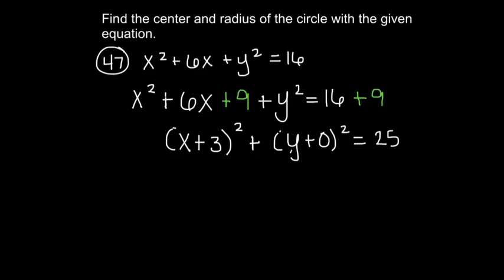That tells me that for the center, the x coordinate is the opposite of what's with the x. Since there's a plus 3 with the x, the opposite of that is minus 3. And then the y coordinate is what's with the y, and 0 would be with the y. The radius then is the square root of the constant term over here. So the radius, the square root of 25, is just 5.